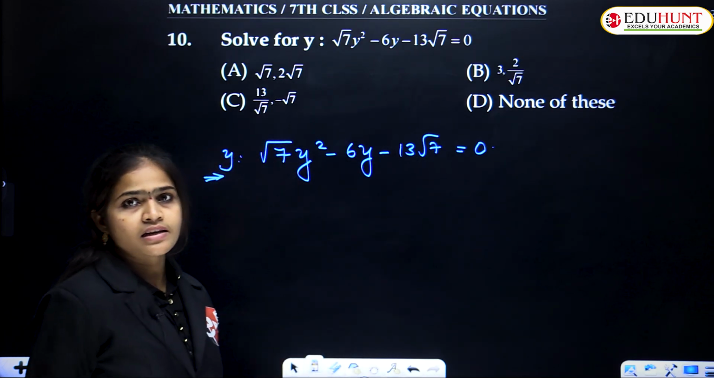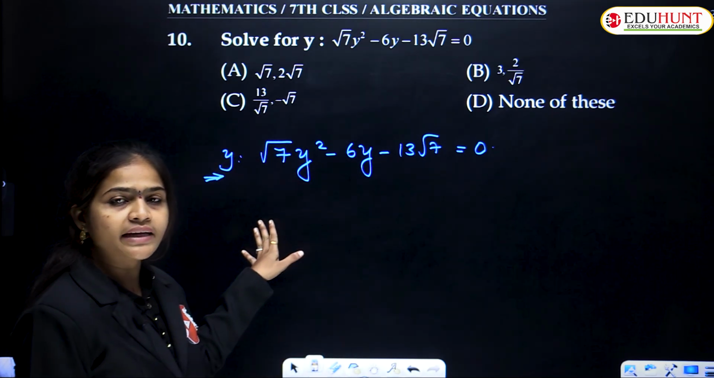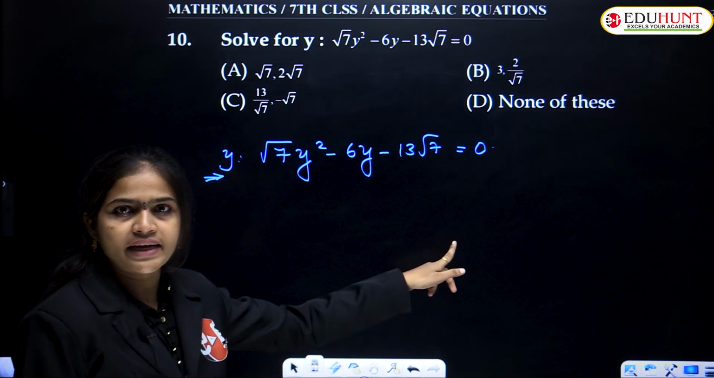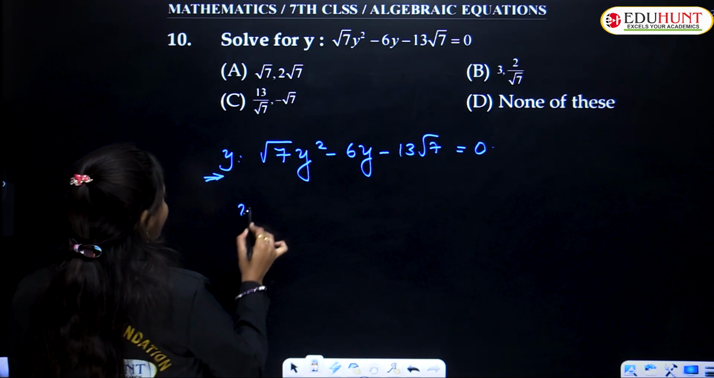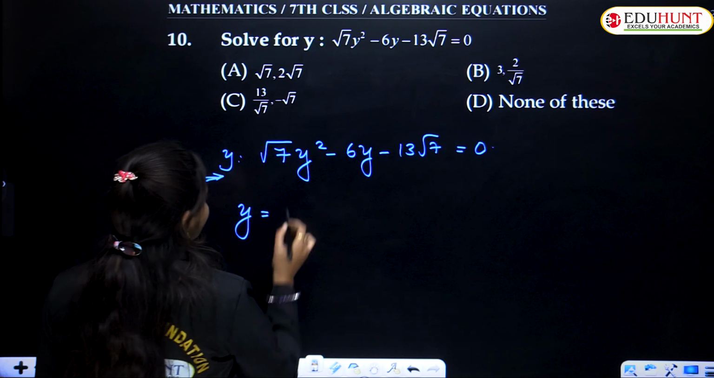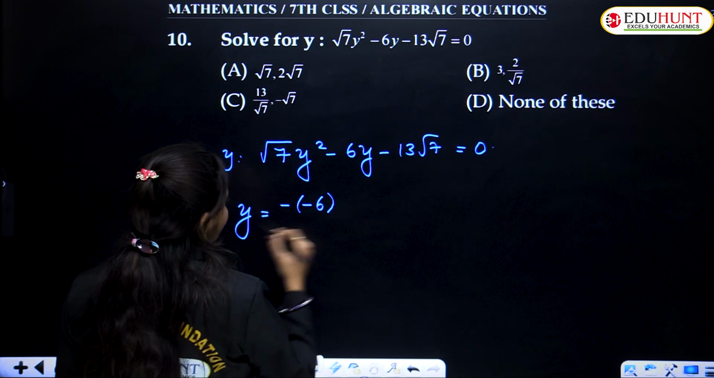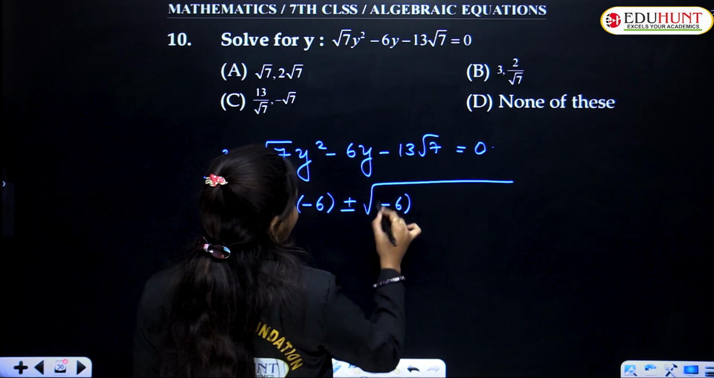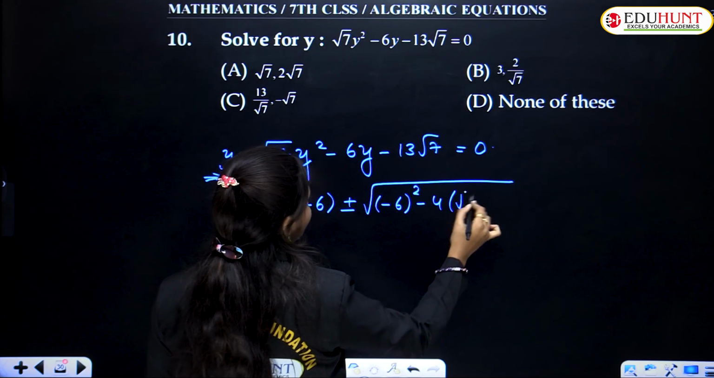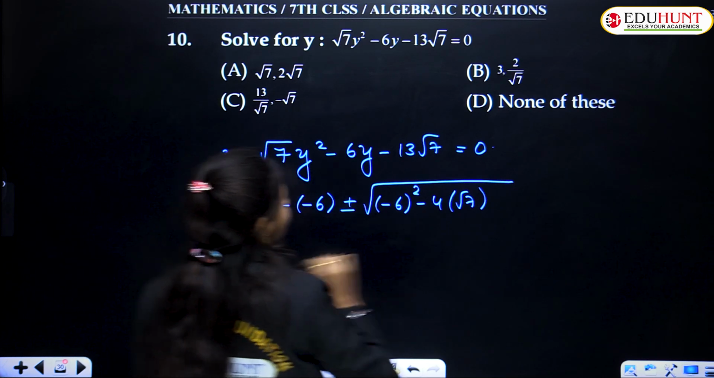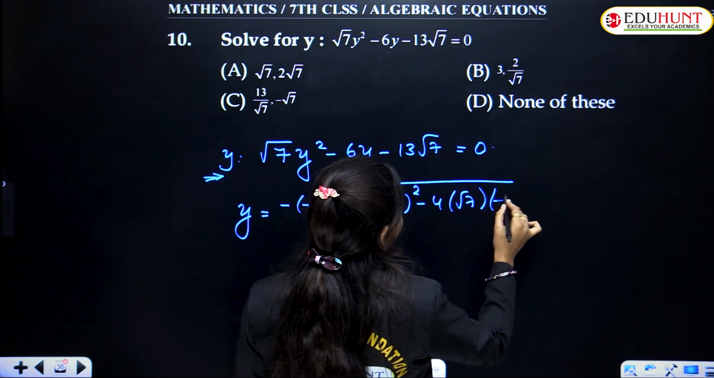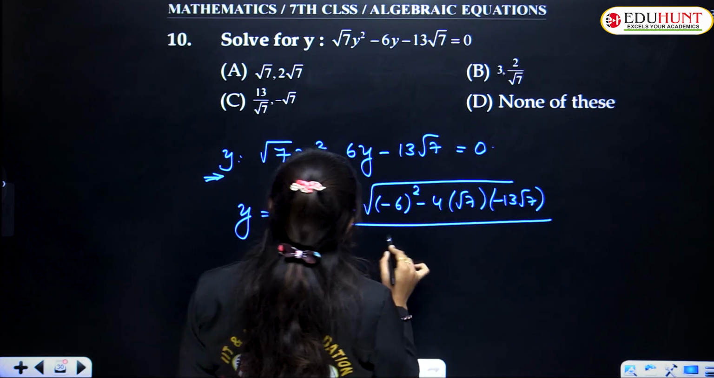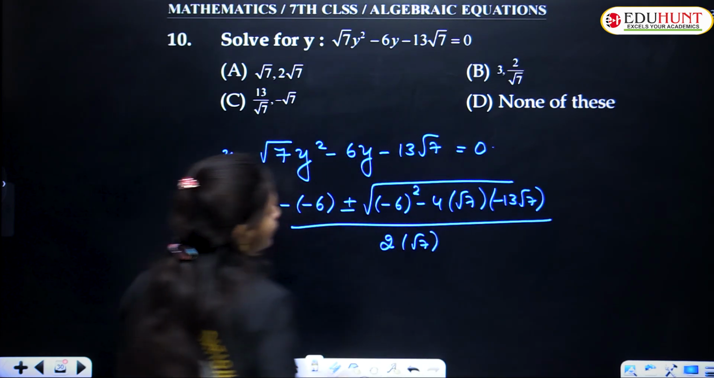To find the roots, we have to write x or y. Why do we have to write y? Because here the quadratic equation is in terms of y. So y is equal to minus b, minus of minus 6, plus or minus square root of b square minus 4 into a, which is root 7, into c, minus 13 root 7, whole by 2 into a, 2 into root 7.